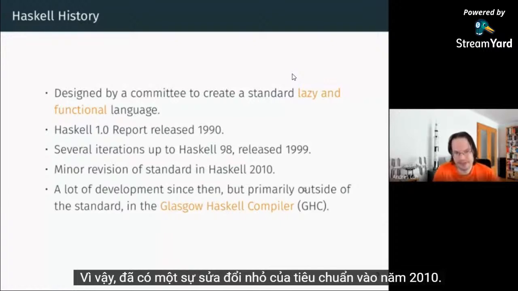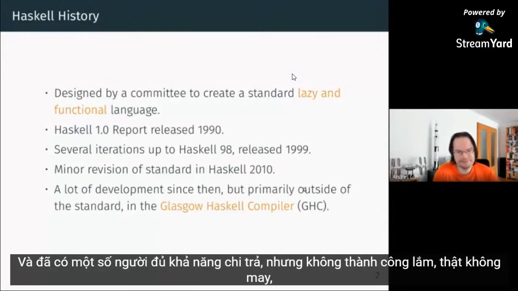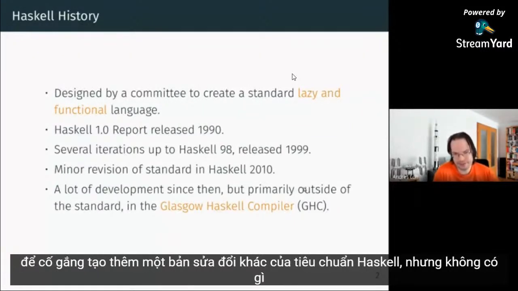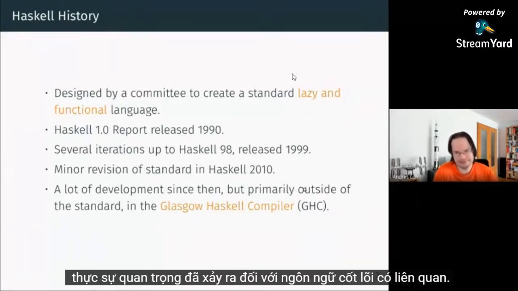So there was a minor revision of the standard in 2010, and there have been a number of efforts, but not very successful, unfortunately, to try to create yet another revision of the Haskell standard. But nothing really major has happened as far as the core language is concerned.